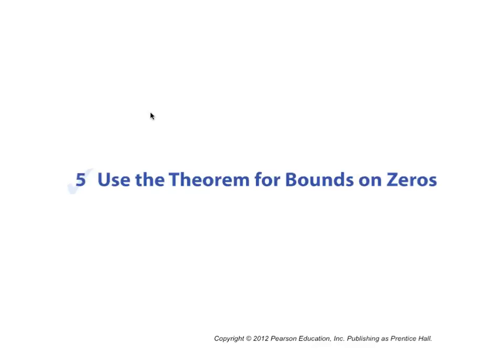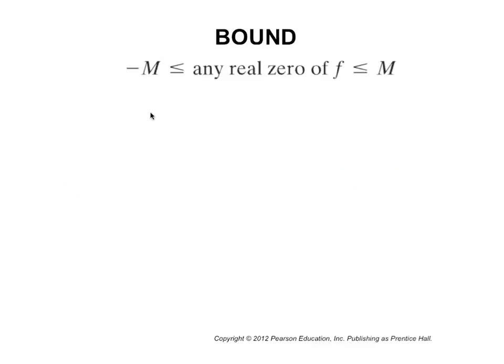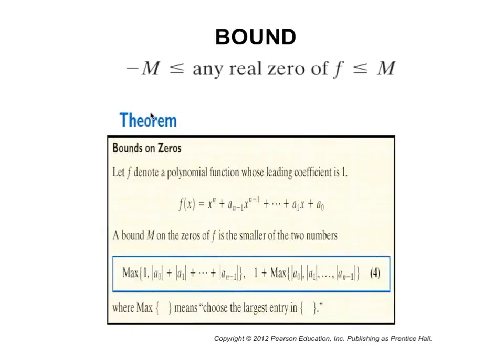We're also going to learn something called the theorem for bounds on zeros. So this looks a little confusing when you first look at it, but I think it'll make more sense once we actually do a problem. So -m is going to be less than or equal to any real zero of f, which is less than or equal to +m.